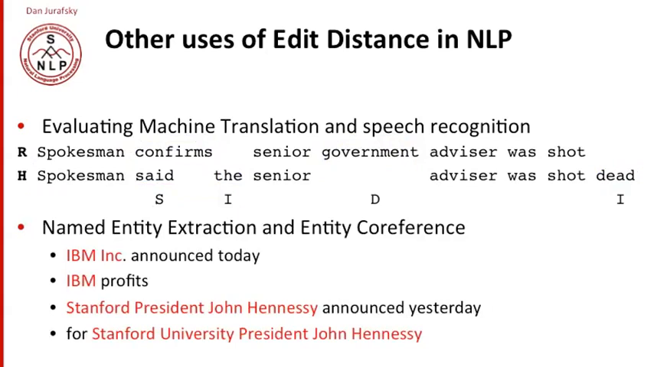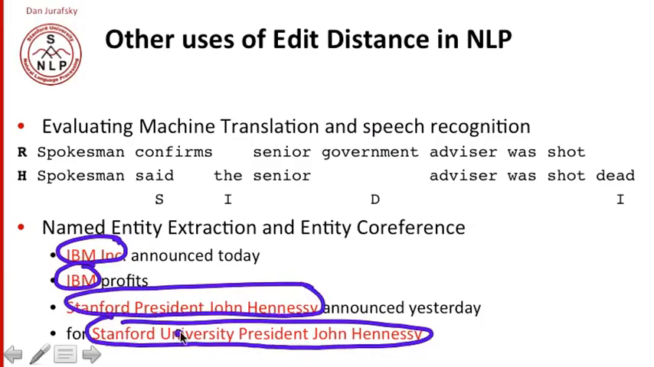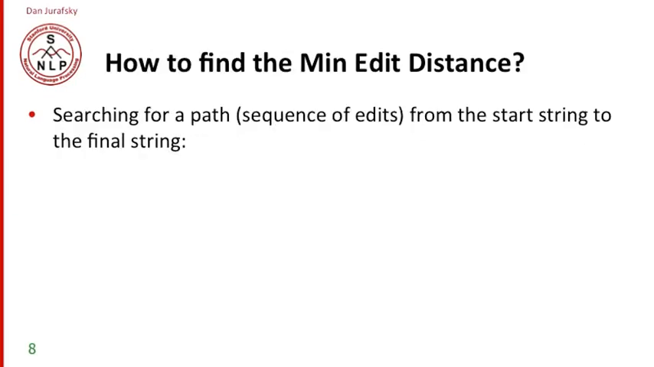Similarly, in tasks like named entity extraction, we're going to want to know if "IBM Inc." and "IBM" are the same entity, or if "Stanford University President John Hennessy" is the same entity as "Stanford President John Hennessy." And we can do that by using edit distance to notice that these are very similar, with one word different here, and one word different here. And so by measuring the number of words different, we can improve our accuracy at named entity extraction and other kinds of tasks.